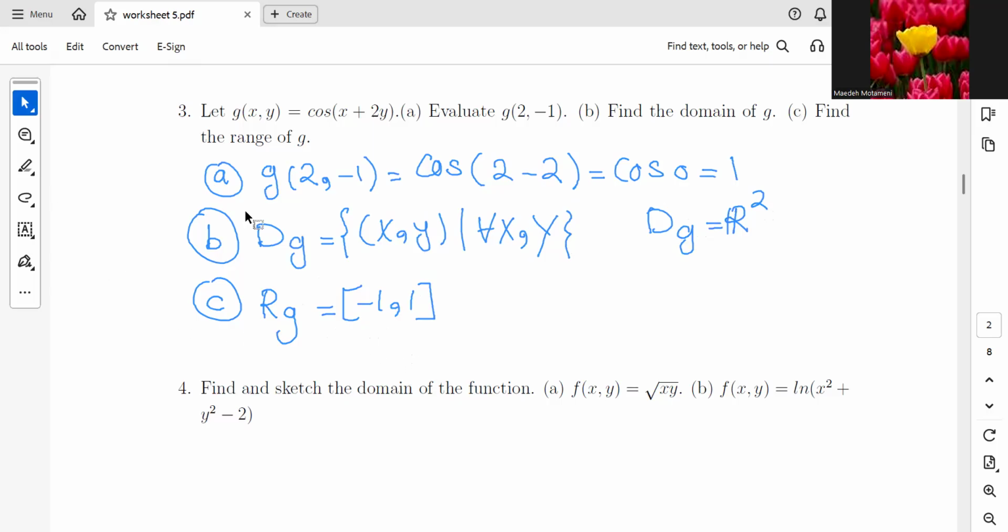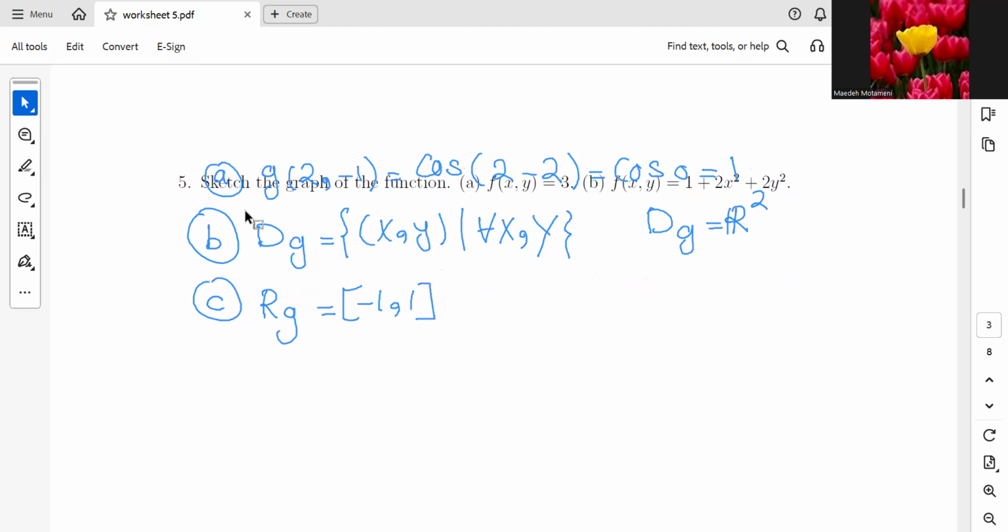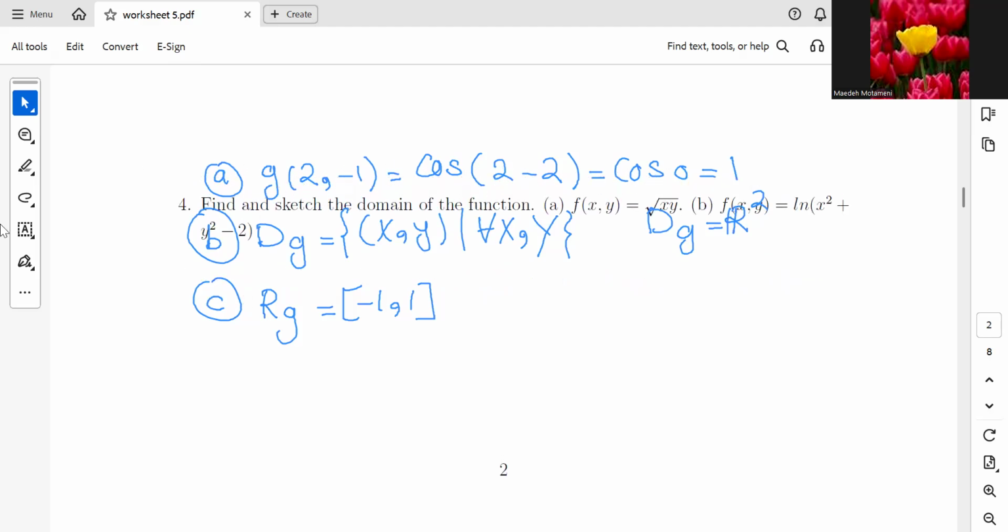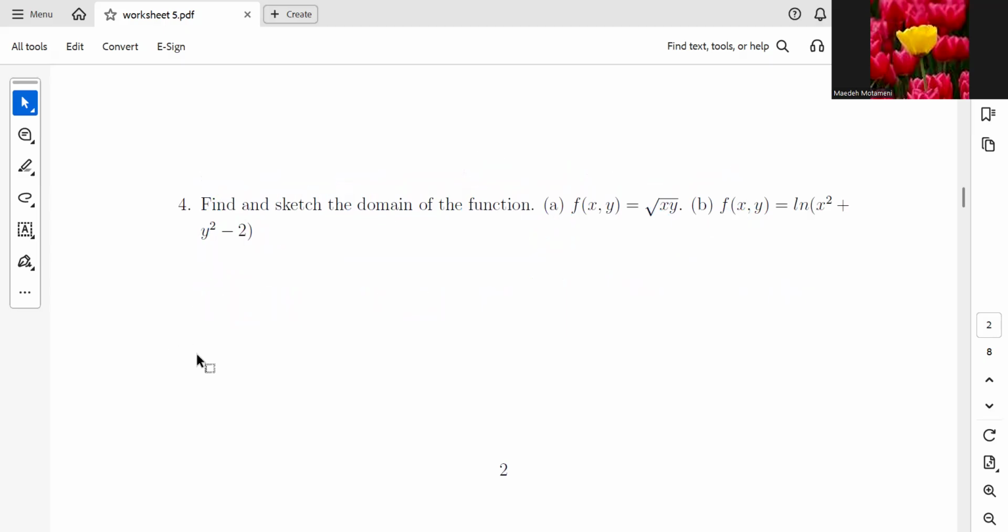Number 4, we're going to find and sketch the domain of these functions. Let's do part A. It says f of x and y, which is the square root of x times y. We know that in order to have this function as a defined function, whatever you have under radical should be positive. So we would say x times y will be greater or equal to 0.